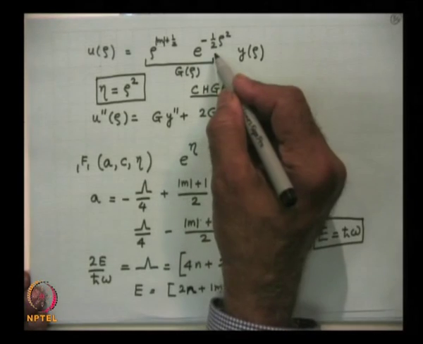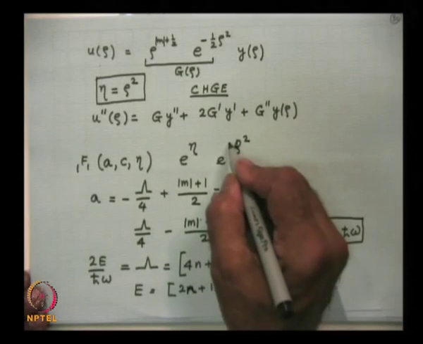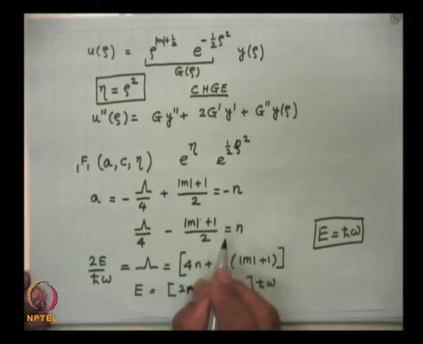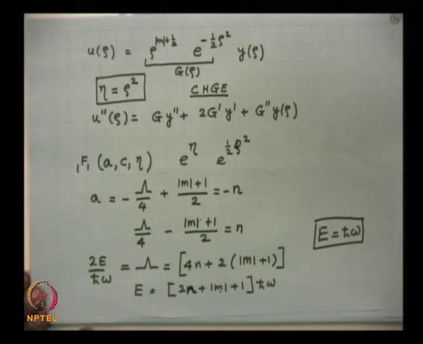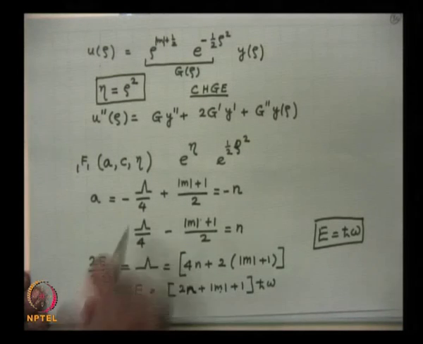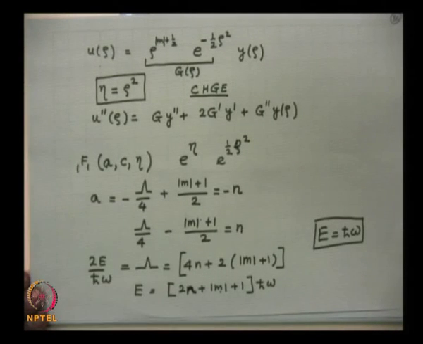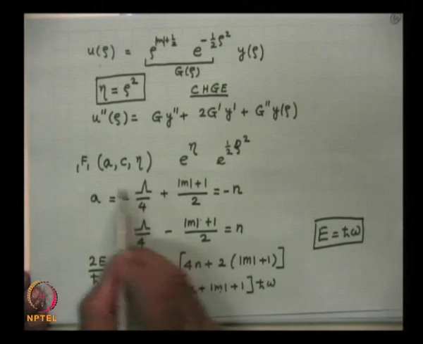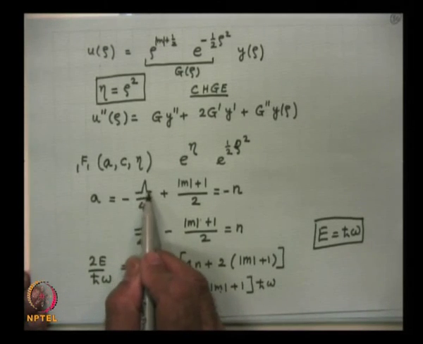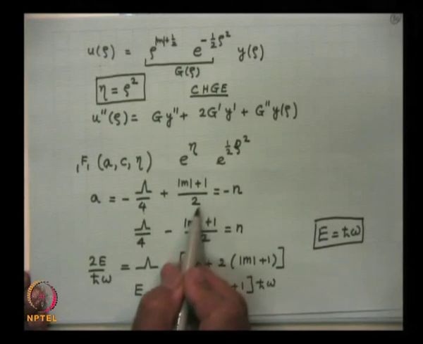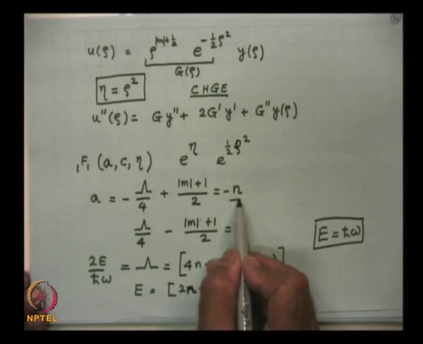Rho square, if you multiply this here, it will become e to the power of half rho square. So, the wave function will diverge at rho equal to infinity. We cannot let that happen, and therefore, a must be a negative integer, and so, a, which is given by minus lambda by 4 plus (m plus 1) by 2, must be a negative integer.